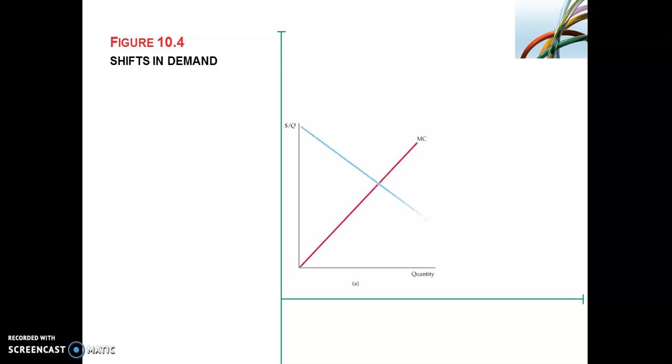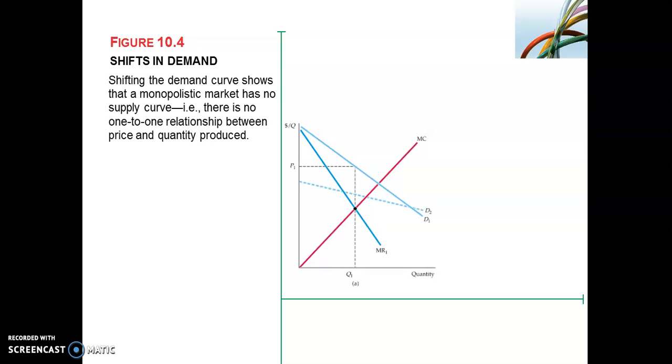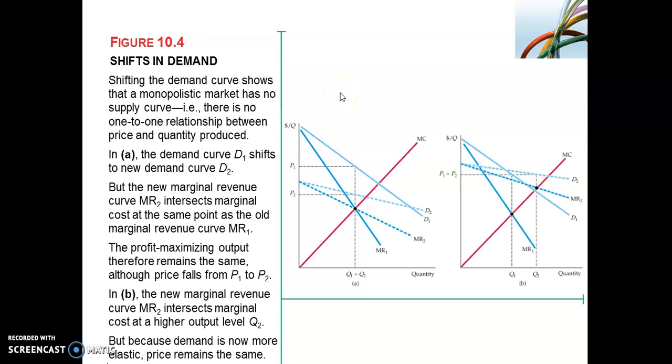So figure 10.4 shows the shifts in the demand curve. There are two parts to this figure. The initial demand curve and marginal revenue curve in both of these figures, part A and part B, has the subscript 1. So this demand curve D1, and then it has a corresponding marginal revenue MR1. So that is the initial demand and marginal revenue curves.